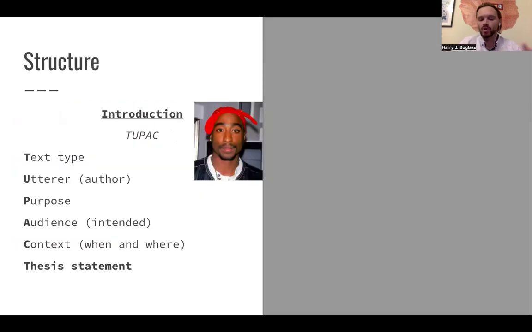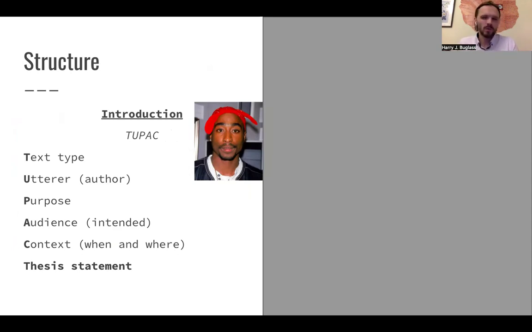So, the structure. I didn't like TAPAC because I didn't think it was memorable enough. Instead, I thought an English teacher with a picture of Tupac Shakur on his wall would be a little more memorable, and it was. So he's staying on my wall. Yes, I do, in fact, have a picture of him in my classroom, because the T stands for text type. Is it a transcript? Is it an advertisement? Is it an infographic?